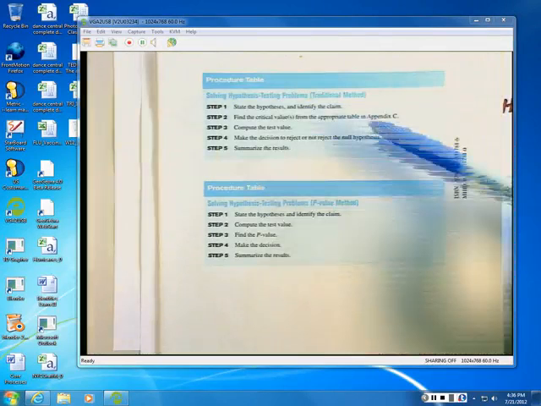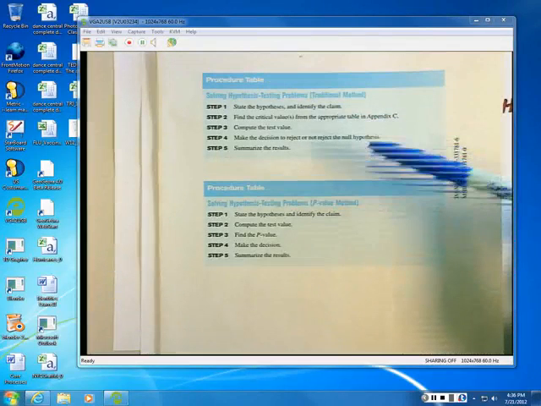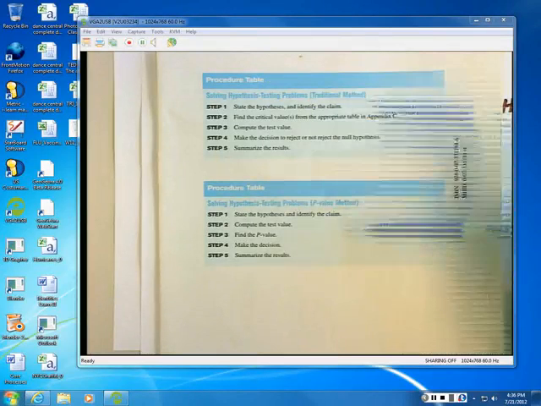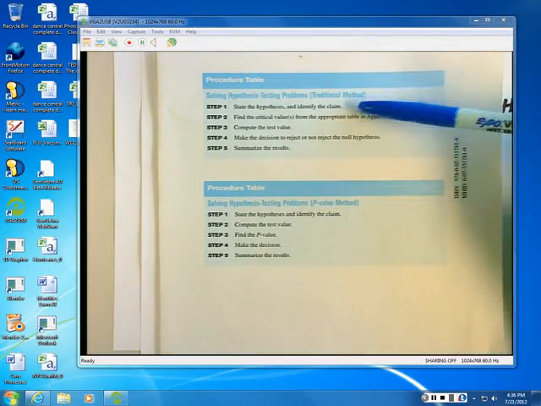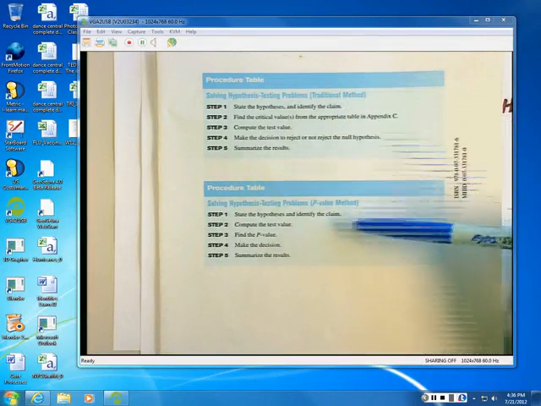We have two different types of tests. Lots of different things we'll be testing, but two different basic types of tests. One's the traditional method, one's the p-value method. What we've done so far is step 1: state the hypotheses and identify the claim. And notice this other method here, same thing: state the hypotheses and identify the claim. So let's go on to the other one.